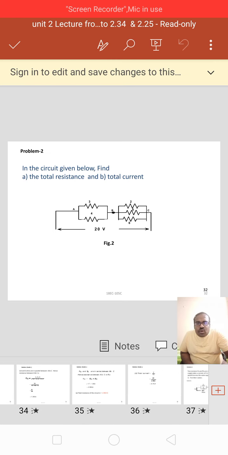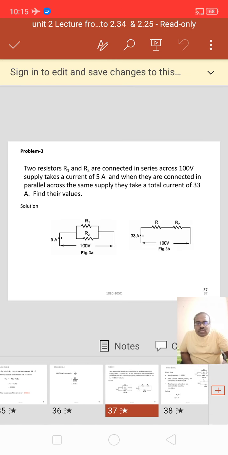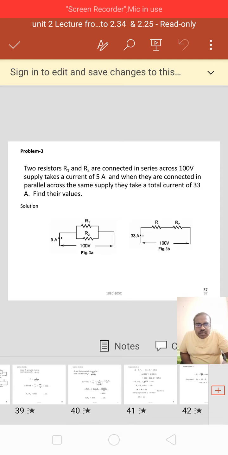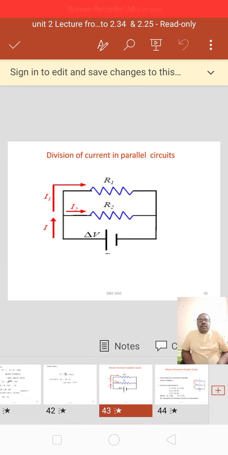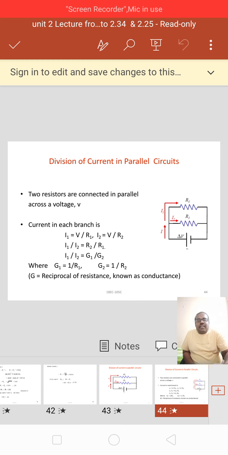Okay, now we go for another thing, that is division of current in parallel circuits. See here where two resistors R1 R2 are connected in parallel with connection of a voltage across that. Two resistors are connected in parallel across a voltage V. Current in each branch is I1 equal to V by R1, I2 equal to V by R2. I1 by I2 equal to R2 by R1.